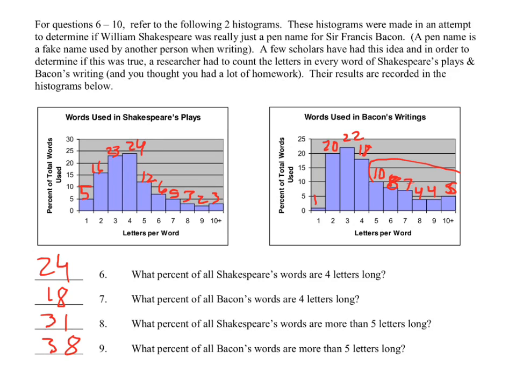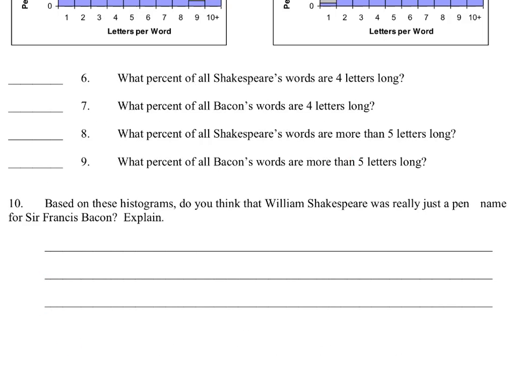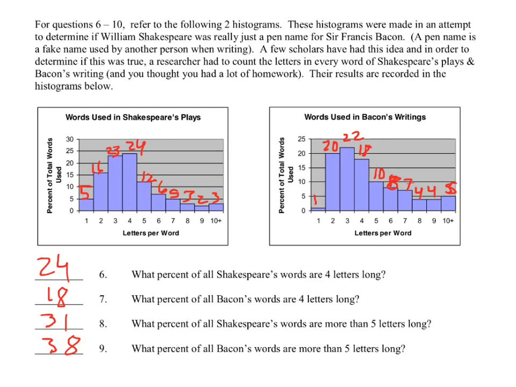It's going to be 38 for adding all those up. Okay, and that brings us to number 10. Based on the histograms, do you think William Shakespeare was really just a pen name for Sir Francis Bacon? Explain.